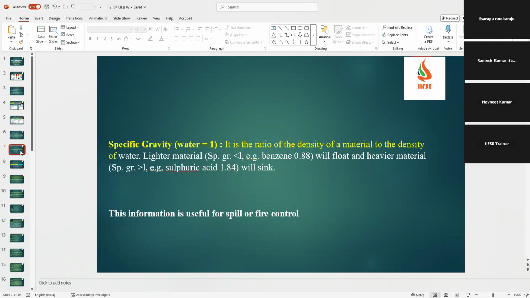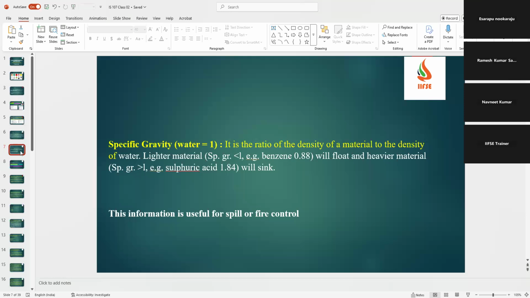When it is a heavier material, it will automatically sink. Sulfuric acid will sink because the specific gravity of the material is 1.84, which is higher than the specific gravity of water. Benzene is 0.88. Even petrol, diesel, and oils are lighter than water, so you can see they will be floating on the surface of the water. So basically, this information is useful for spill or fire control.